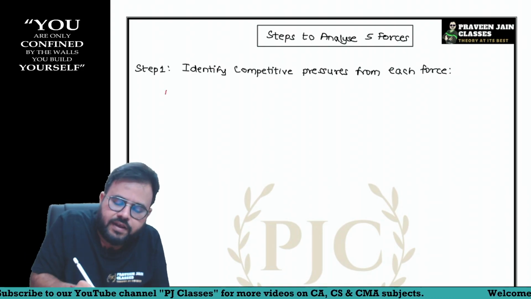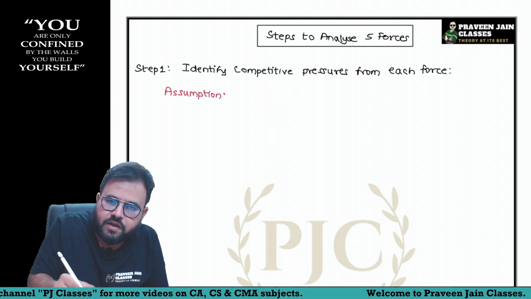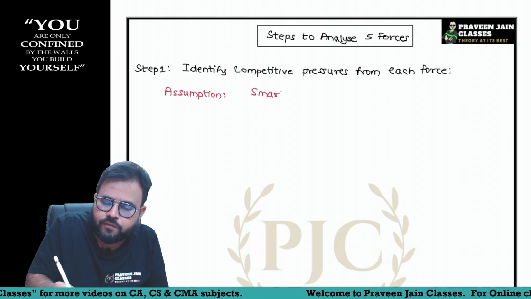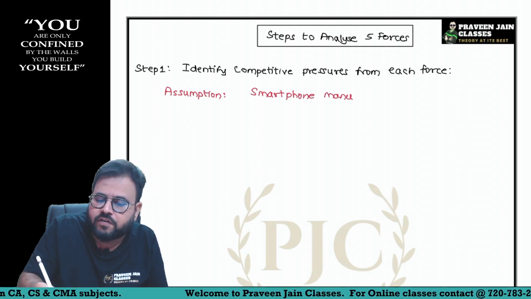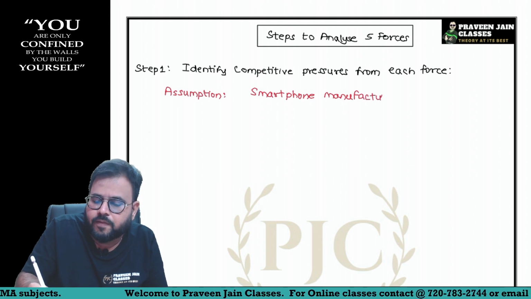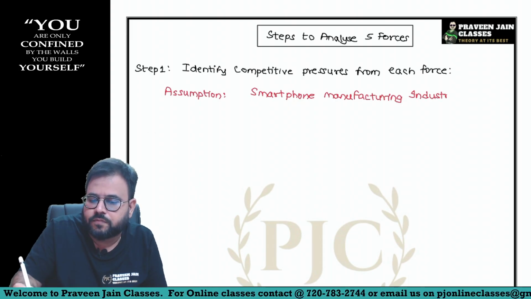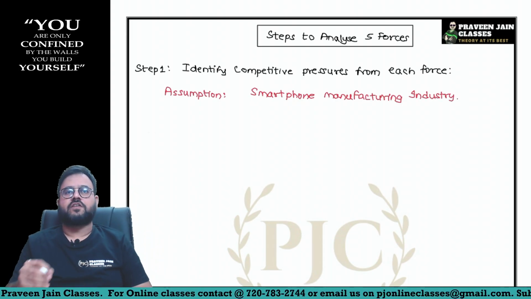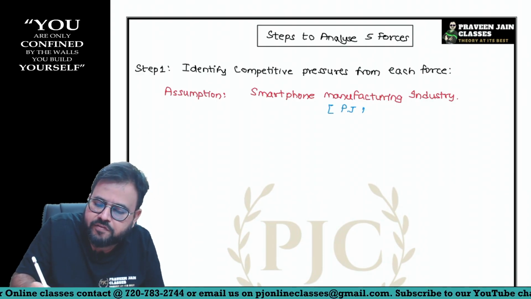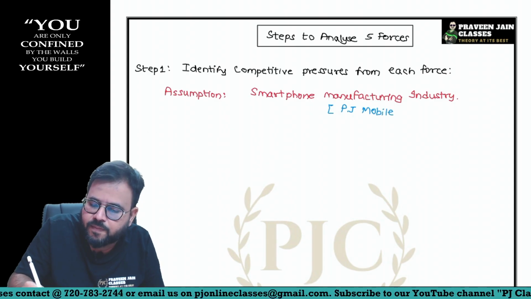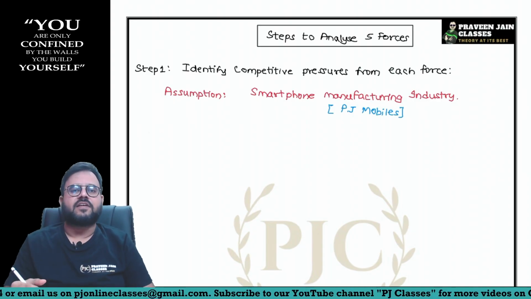So what we will do is take an assumption. Assumption of what? Smartphone. So we are in the business of smartphone manufacturing industry. For example, the name of the company is PJ Mobiles, PJ Communications. Imagine this is the name of the company.